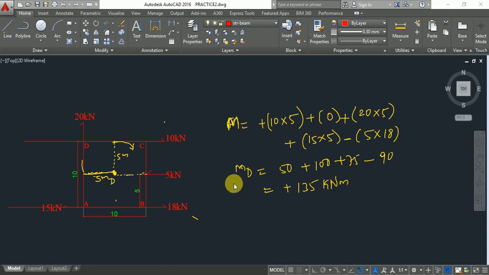So in this manner we will calculate the moments about a point. The moment can be clockwise, anti-clockwise, or zero depending upon the point chosen. When I had chosen the point there, only 10 kN and 5 kN were producing the moment. When I chose point D, all the forces are contributing to produce the moment. So depending on the point chosen, the moments will become positive, negative, or zero.